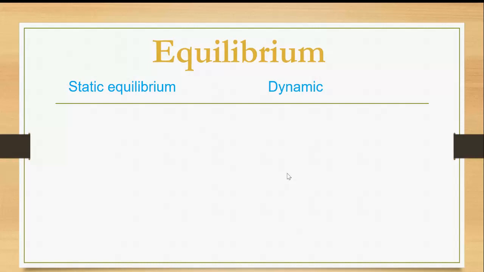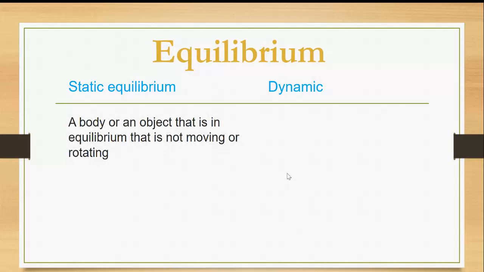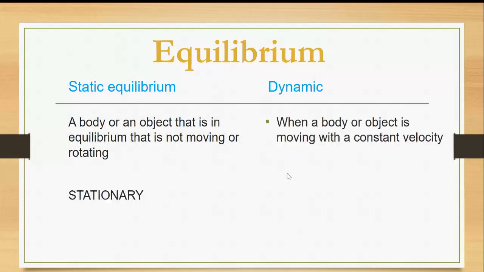So similar here, static equilibrium, a body or an object that is in equilibrium that is not moving or rotating. Okay, they are stationary. Dynamic, when a body or object is moving with a constant velocity. We'll get to that in a second. So there's no change in speed or direction. So they are moving.